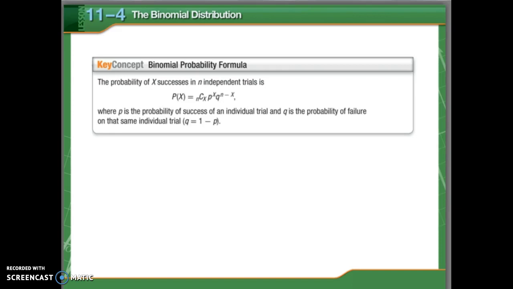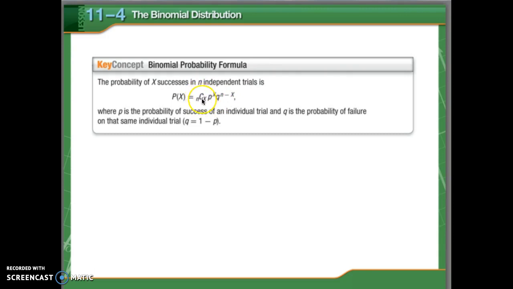Next, we have a key concept on the binomial probability formula. This says the probability of X successes in N independent trials is, so this is a formula for expecting to find out how many successes we should have in theory, not through experimental trial. What should we have? This looks kind of confusing. Essentially what you're doing is you're just using N and X and using P and Q.